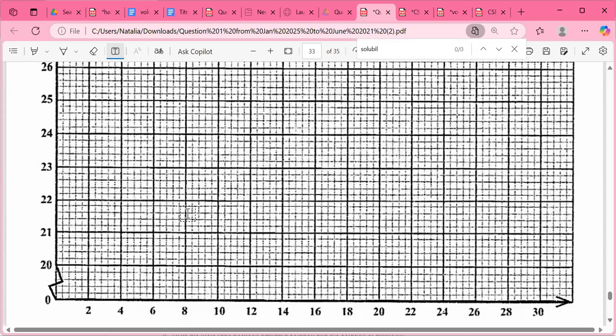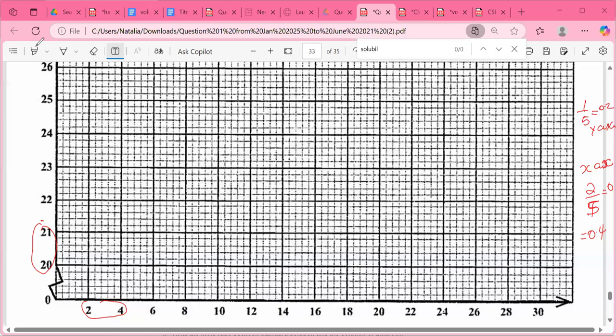So again, we'll check what we're going up by on each axis. So we're going up by 1. From here to here is 1. 1 divided by 5 is 0.2 on the y-axis. On the x-axis now, we are going up by 2. 2 divided by 5 is going to be 0.4. All right, let's go.